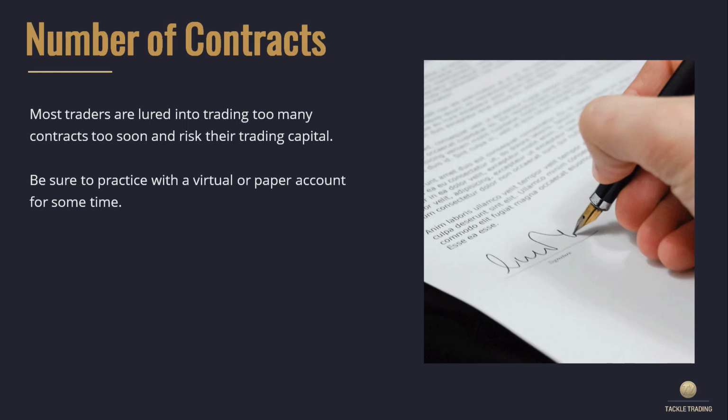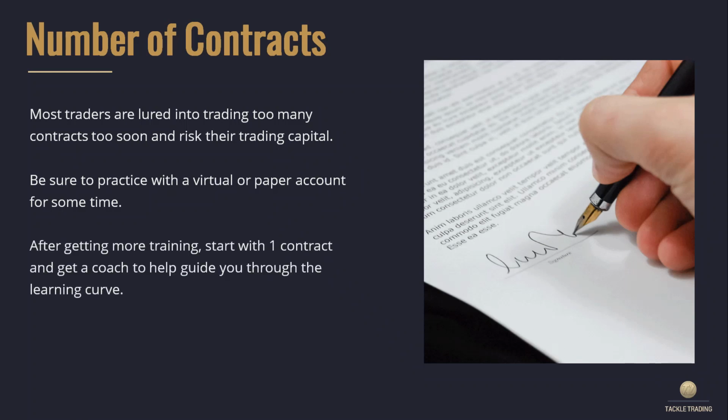So be sure to practice with a virtual or paper account for some time and figure out what you're able to tolerate. After you get more training, start with one contract and get a coach to help guide you through the learning curve. So it's important to start with a small number of contracts. That's the key takeaway here. But only after taking more training are you prepared to do futures trading. So this course does not prepare you to enter futures trading live. Don't go do that. You need to get a lot more training before you go do that.